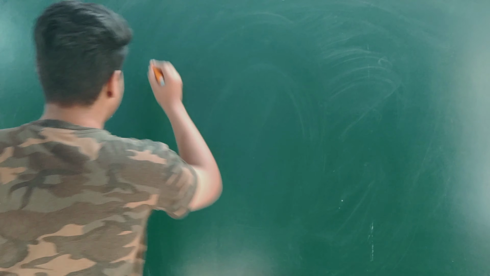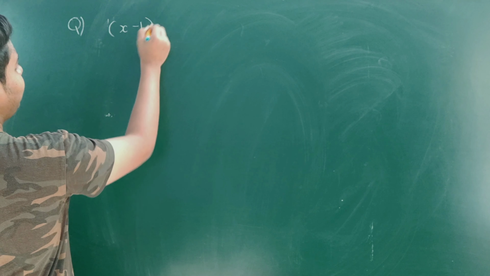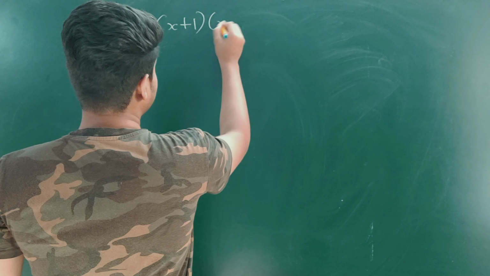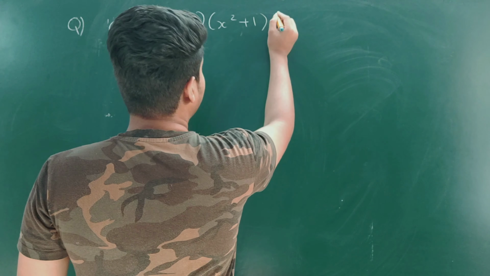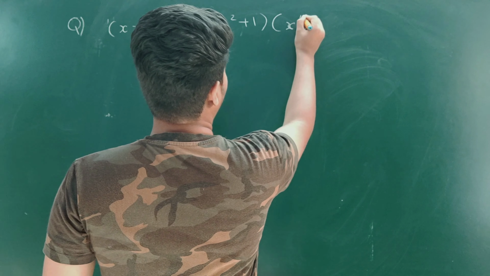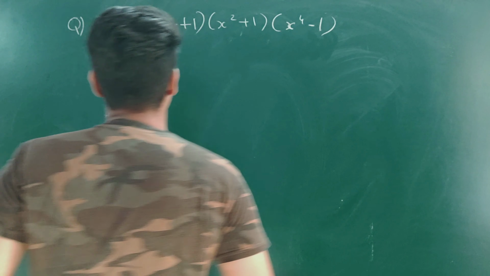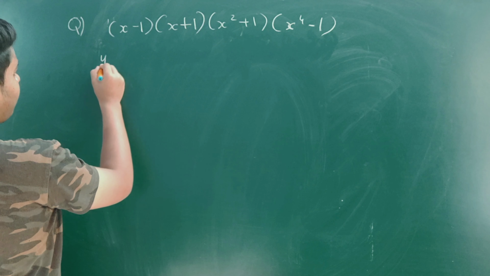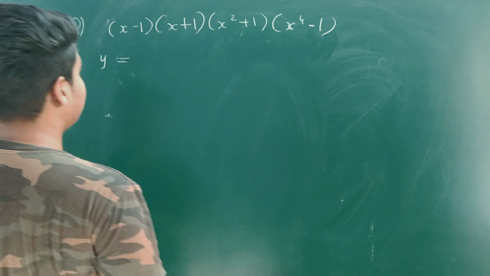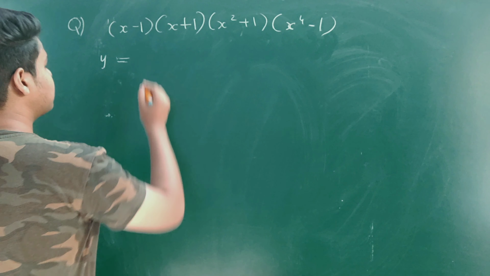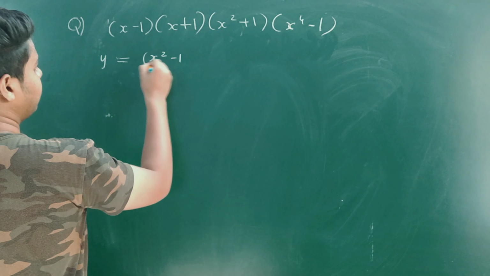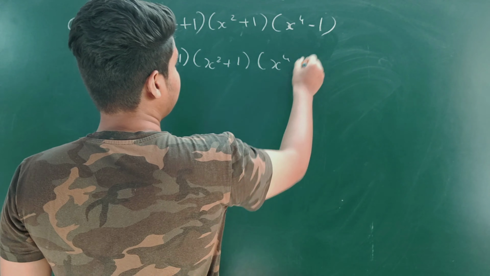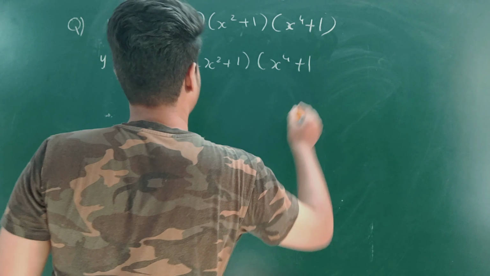The next question is (x minus 1) multiplied by (x plus 1) multiplied by (x square plus 1) again multiplied by (x to the power 4 minus 1). They are asking us to differentiate this expression with respect to x. So y equals x minus 1 and x plus 1, it becomes x square minus 1, multiplied by x square plus 1, multiplied by x to the power 4, actually plus 1 here, plus 1.